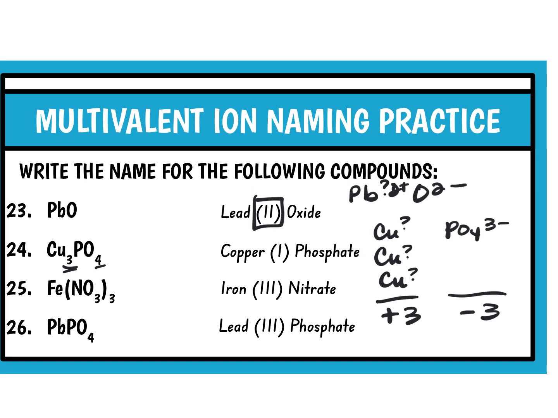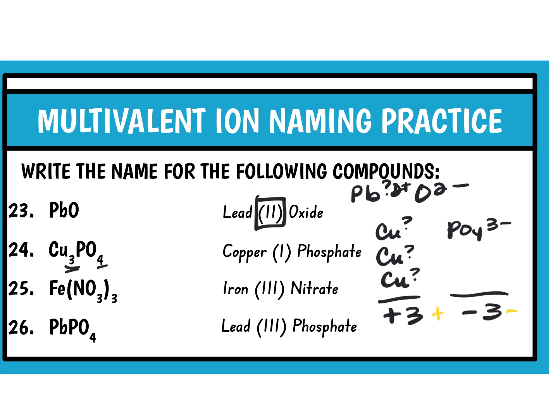So when we add them up, they're going to be 0. So what is the charge on each copper going to have to be? It's going to have to be 1 plus, so that all those 1 pluses add up to be 3 plus. So that's why we're going to call it copper 1, because that's the charge on each of the ions.